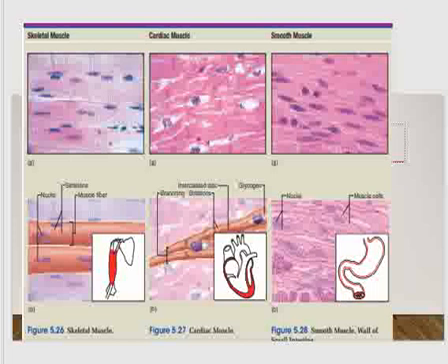Then the final one. The picture you see there, which organ is that? It is a cross-sectional cut. In figure 5.28, there's the smooth muscle wall of a small intestine. It's even written there. So they are short, fusiform, overlapping each other, non-striated, one nucleus per cell, centrally located.